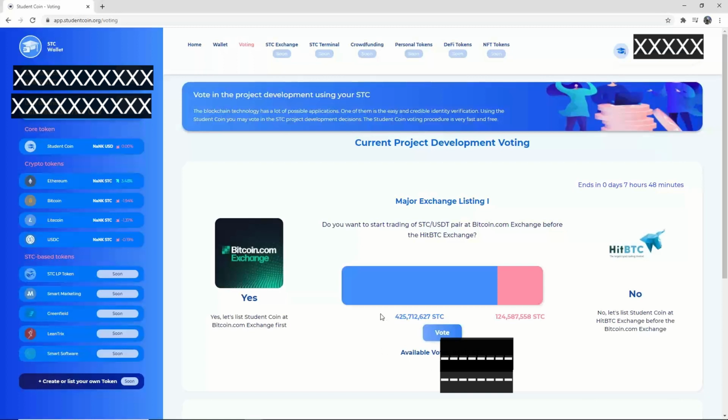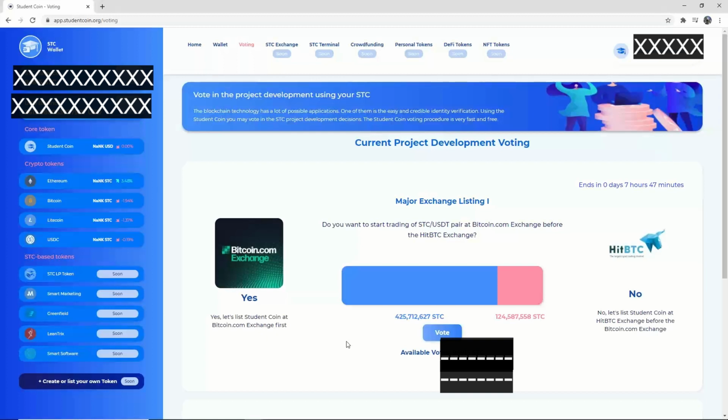Now, for example, if you hold 100,000 STC, you can effectively do 100,000 votes. Now, will 100,000 votes make a big difference in this particular poll? No. And do you want to get rid of 100,000 coins? No. But it's great that people that have more of a share or more of a stake in STC can affect the vote more.